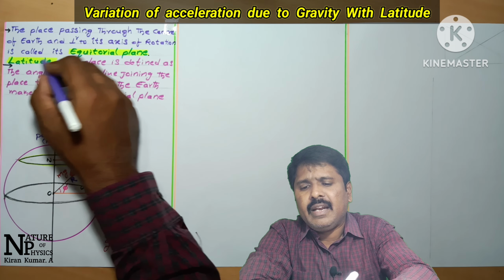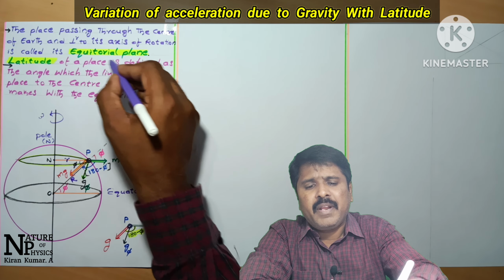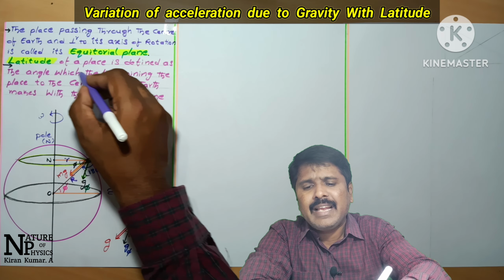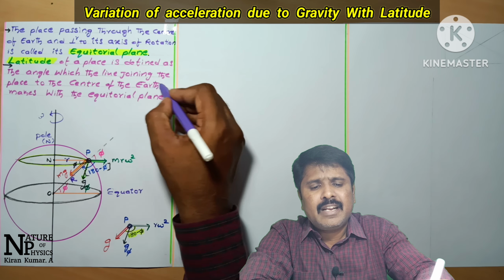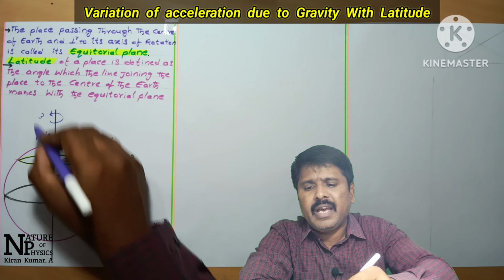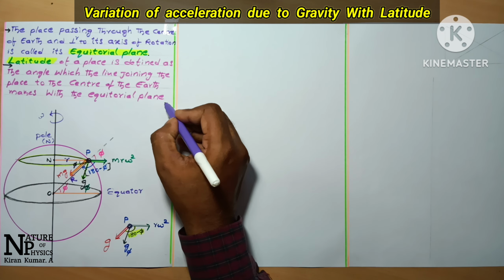And next, latitude. The latitude of a place is defined as the angle which the line joining the place to the center of the earth makes with the equatorial plane.